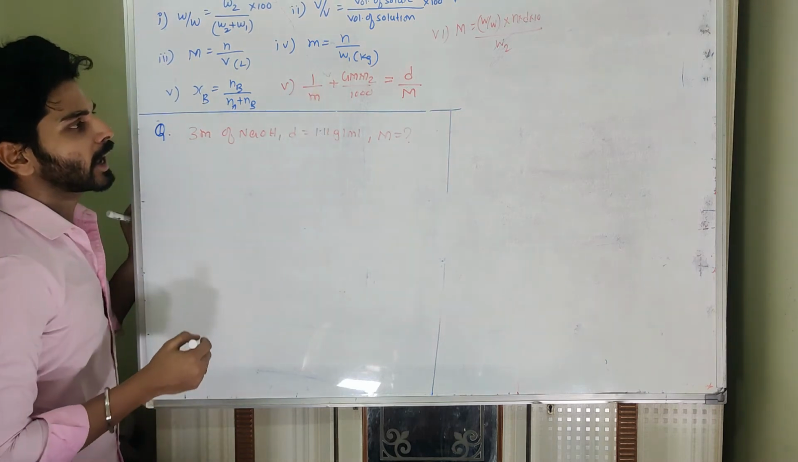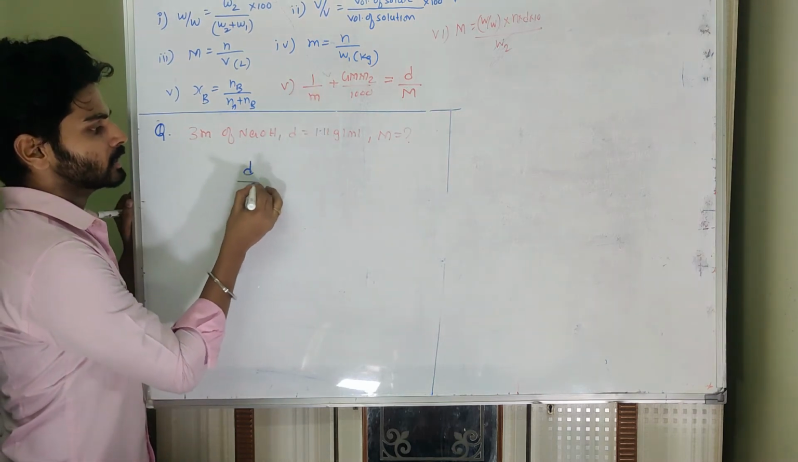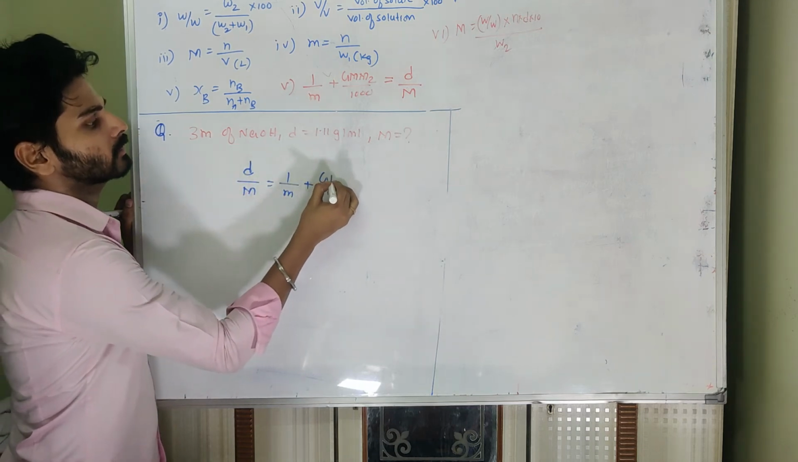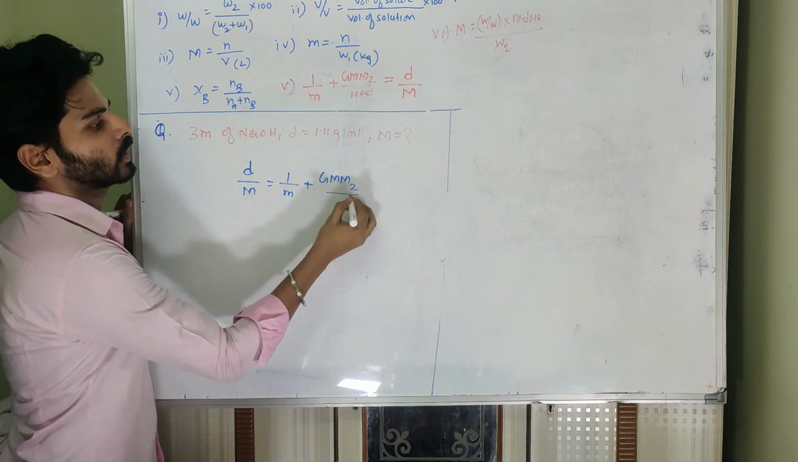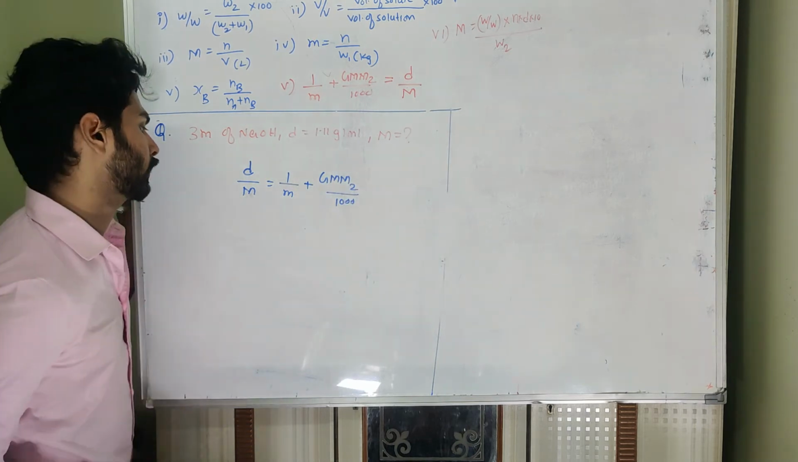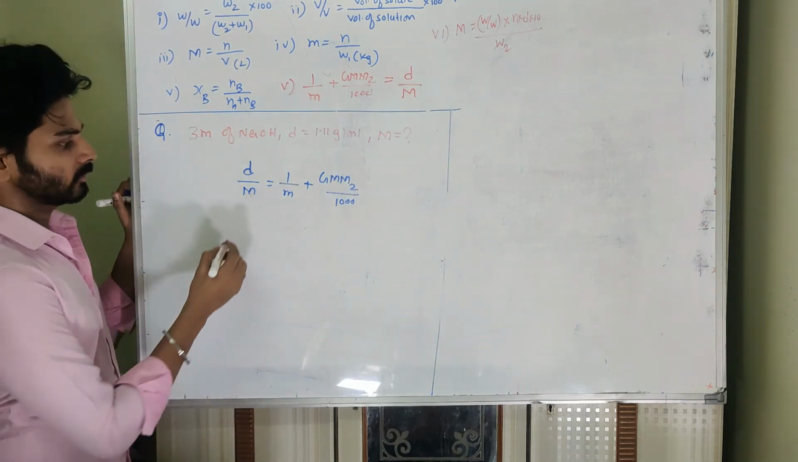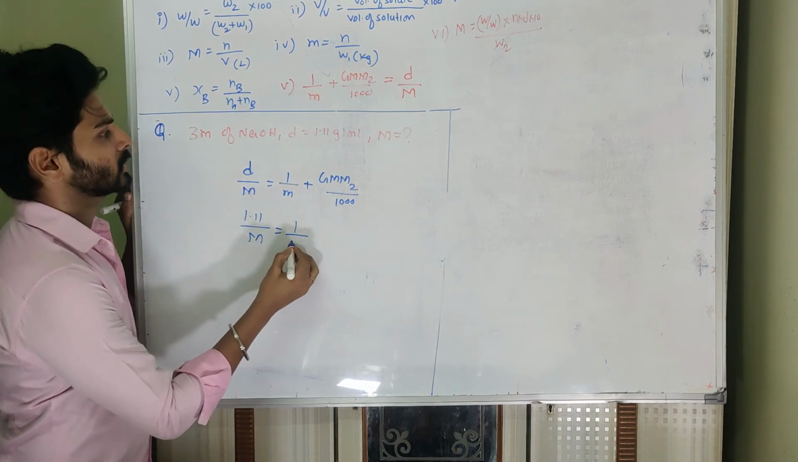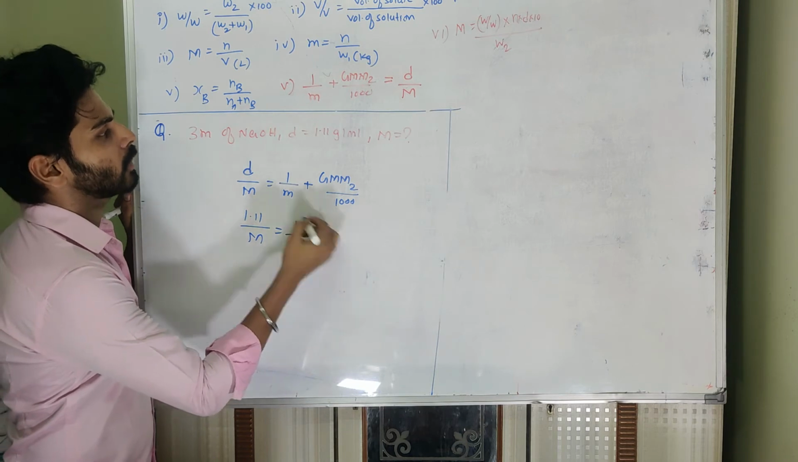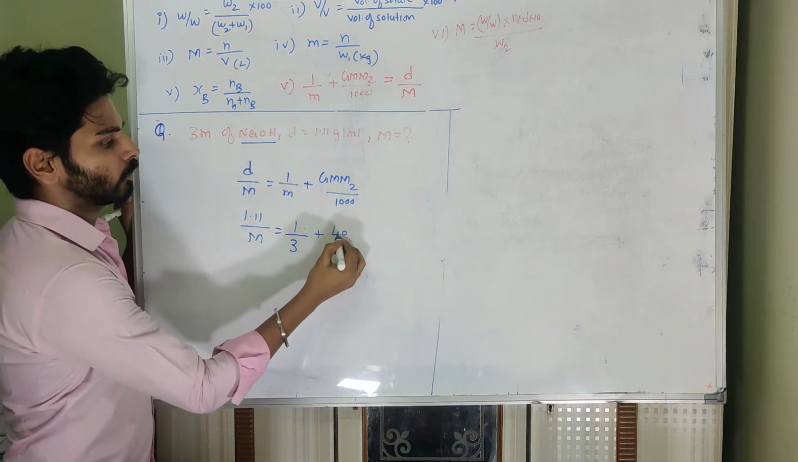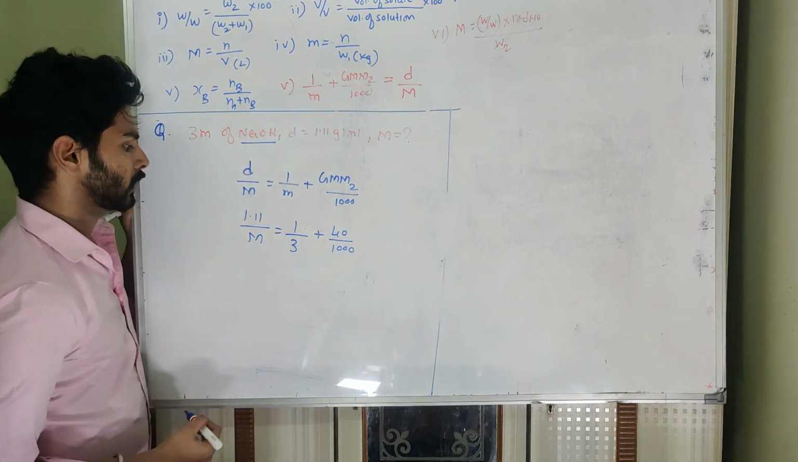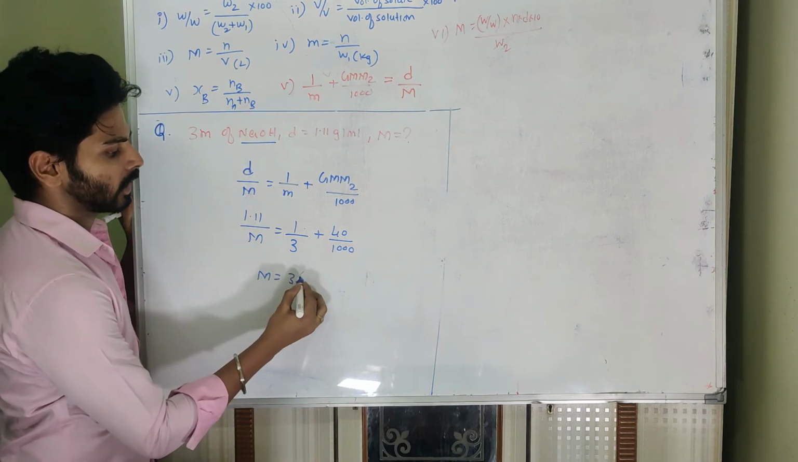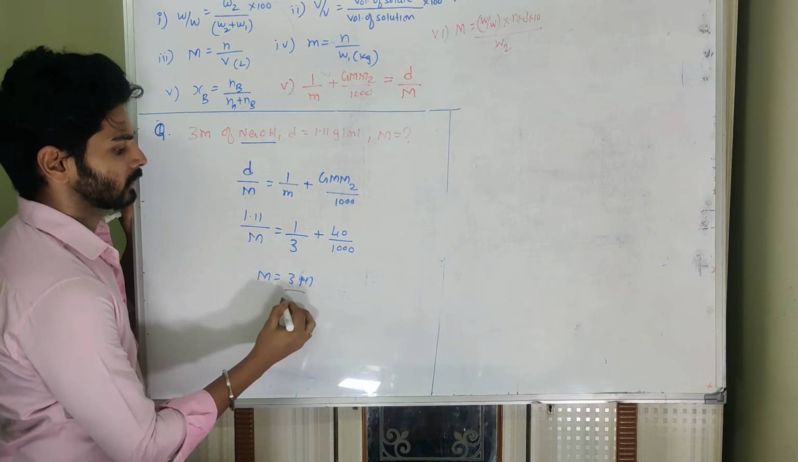So this formula can easily be used here. D upon M equals 1 upon M plus gram molecular mass of solute into 1000. So density is 1.1, upon molarity, which we have to calculate. This is 3 plus gram molecular mass of NaOH, which is 40, upon 1000. So here if you calculate, you will get 0.3 molar as the answer.